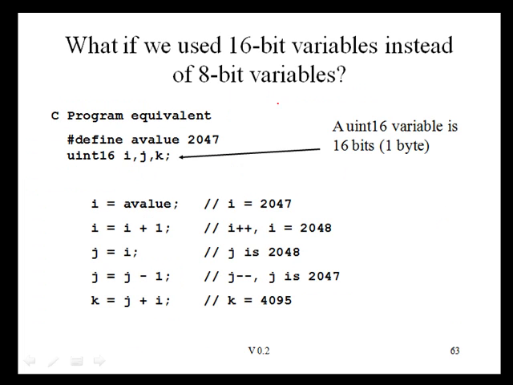What if we wanted to use 16-bit variables instead of 8-bit variables? We would have to change this data type from uint8 to uint16. That would mean that each of these variables would occupy 2 bytes of memory. We're also going to change this constant value to something that requires 16 bits, something that is greater than 255, and so we've arbitrarily chosen the value 2047. The rest of the C language program does not change.